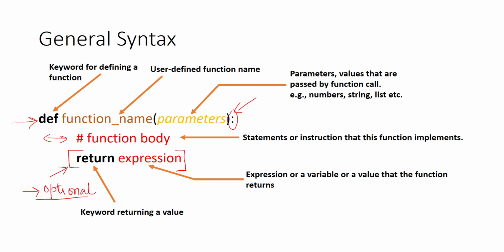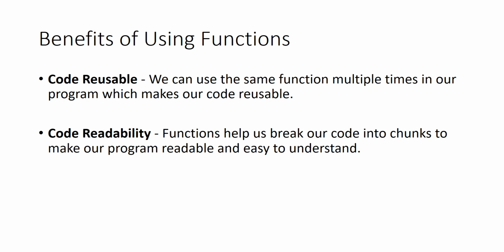Now we will see certain specific syntax also, where we define a particular function, and then we will tell you what the parameters are, how we call the body of a function, and how we call it in a return form or without return form as well. Now the benefit of using a function is we can use the same function multiple times in our program, which makes the code reusable, and functions help us break our code into chunks to make our program readable and easy to understand.